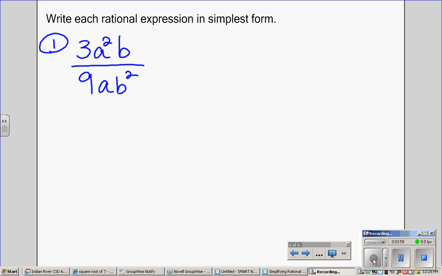Now we're going to look at reducing rational expressions by writing them in simplest form. When you have a question like number 1, where there's no adding and subtracting, you're just going to kind of cancel things out. So if I look at the numbers 3 and 9, each of those can be divided by 3. So if I divide 3 by 3, I'll get 1, and 9 divided by 3 is 3. Next, if I look at the a's, a squared divided by a, it's like a to the first. You're going to subtract your exponents. Should leave you with an a.